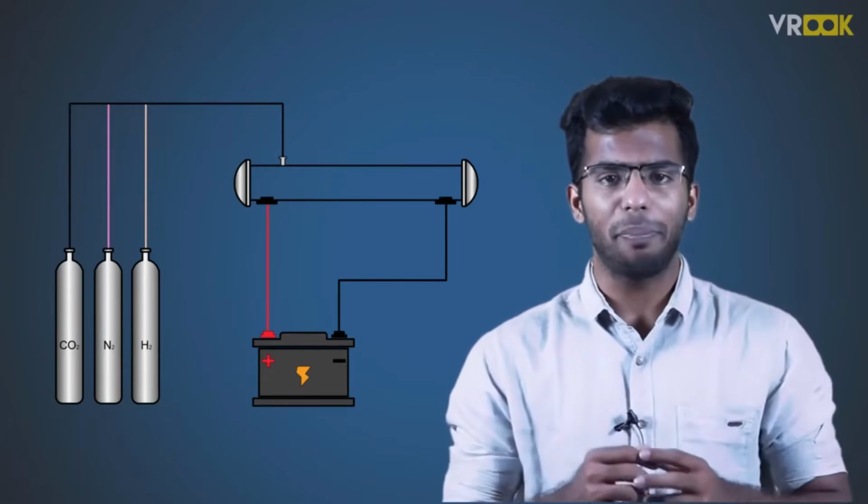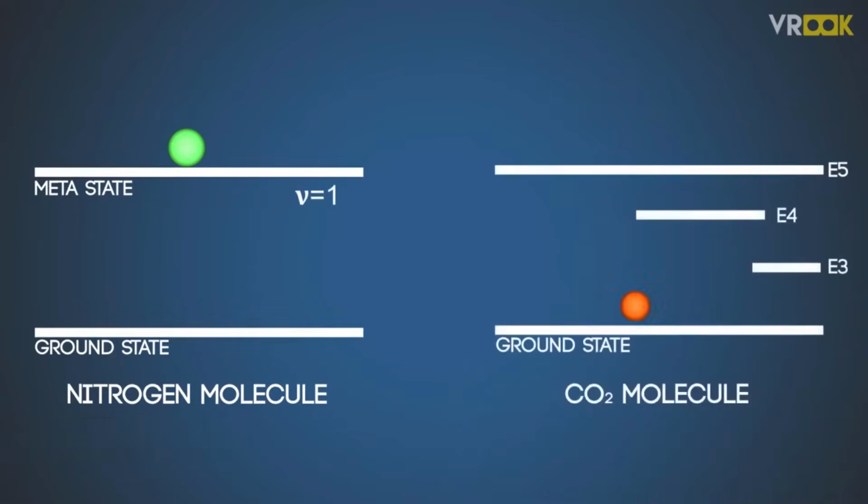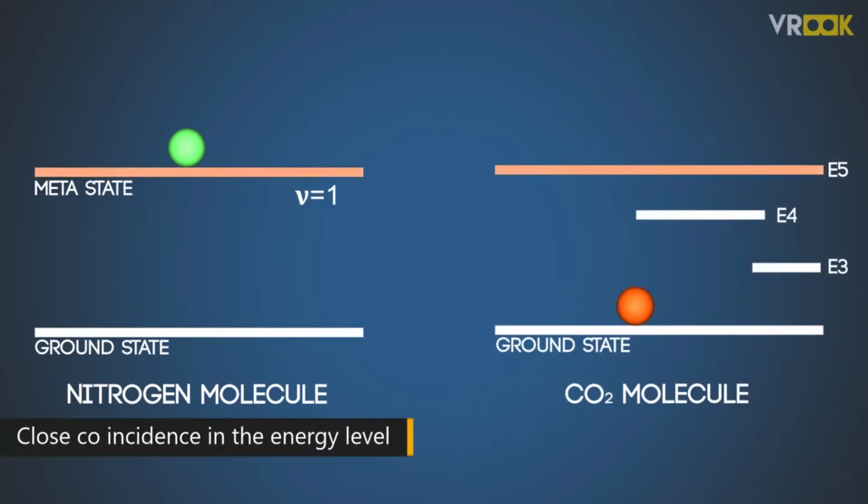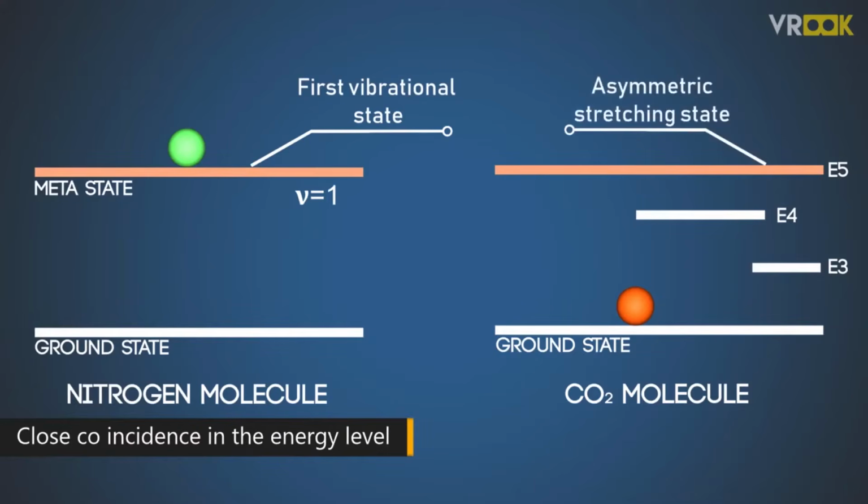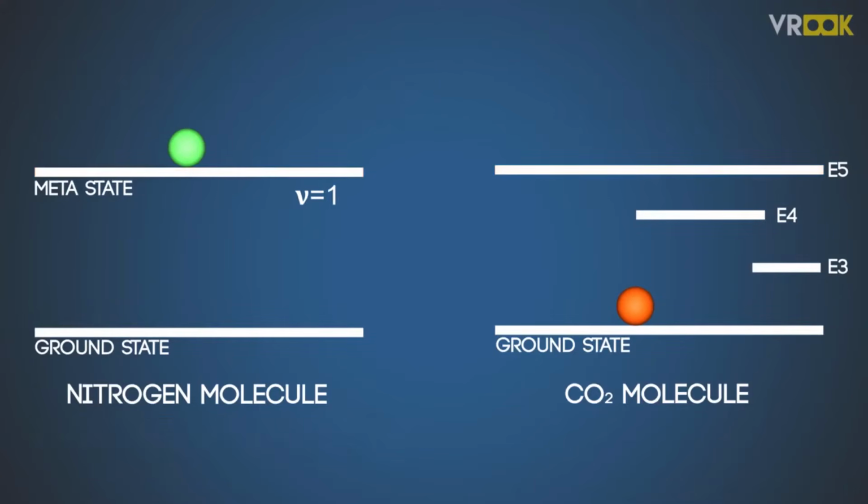Now, let us look at the operation. The nitrogen molecule in the active medium has the energy levels which are metastable. If we excite these molecules, it will go to its first vibrational state denoted as mu is equal to 1. Now, we know that the CO2 molecules have three vibration states. There is close coincidence in the energy level between the first vibration state of nitrogen and the asymmetric stretching state of CO2. This will help us in causing the population inversion.